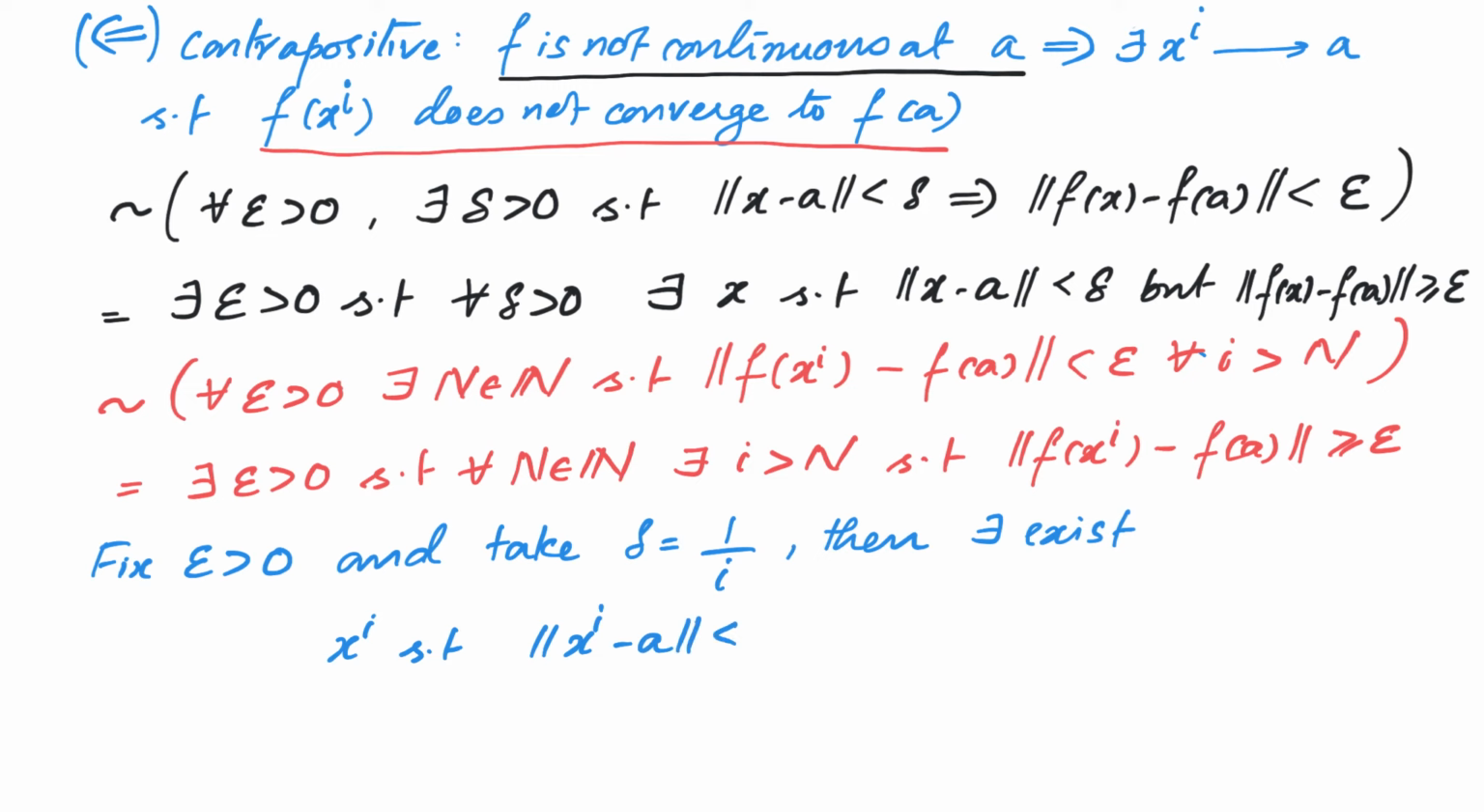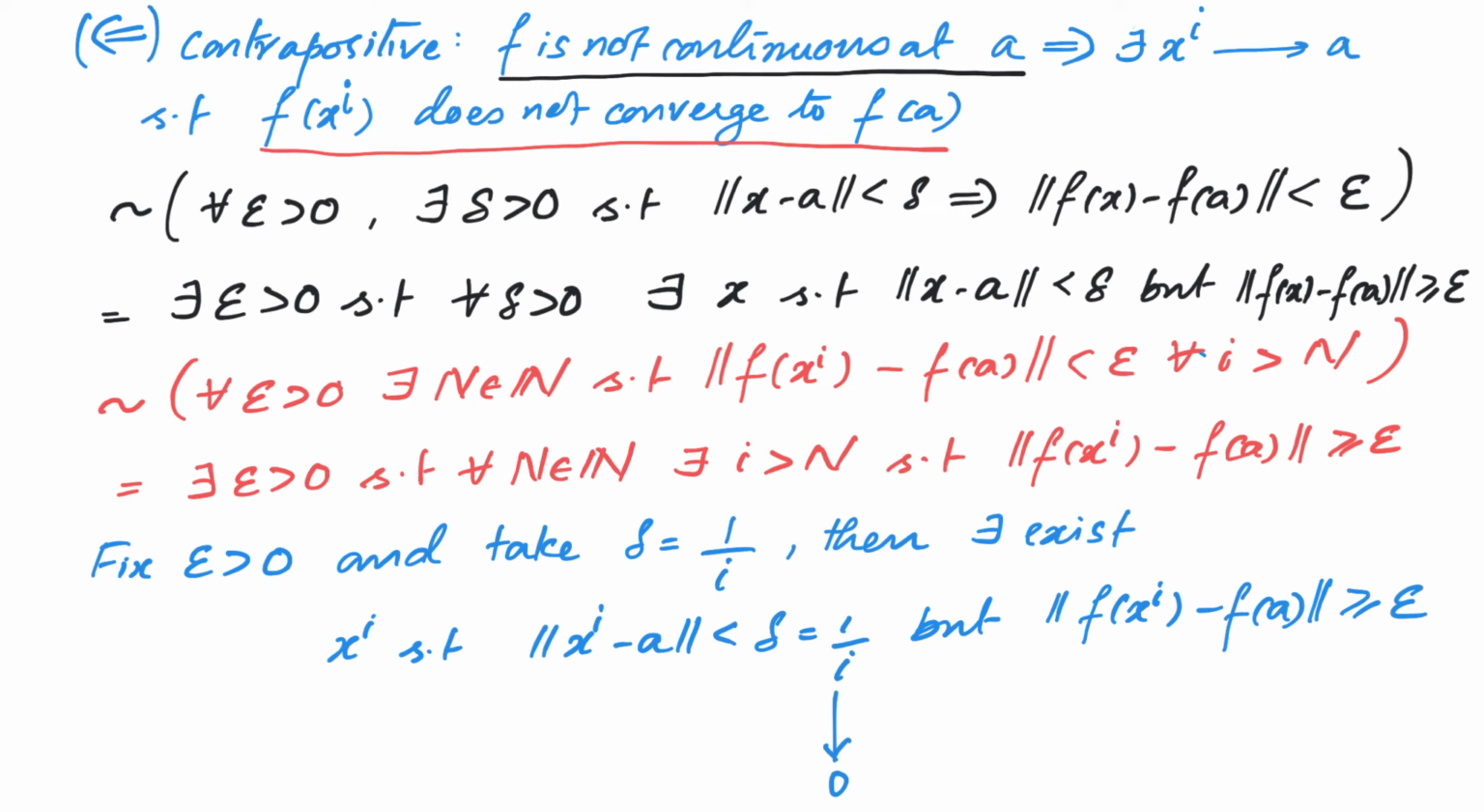So for each delta, that means each i, we can find some x_i such that norm of x_i minus a is less than delta, but norm of f of x_i minus f of a is greater than or equal to epsilon. Now these x_i's form a sequence. Further, as 1 by i converges to 0, we can see that norm of x_i minus a converges to 0. In other words, x_i converges to a. However, as norm of f of x_i minus f of a is greater than or equal to epsilon, we see that f of x_i does not converge to f of a.